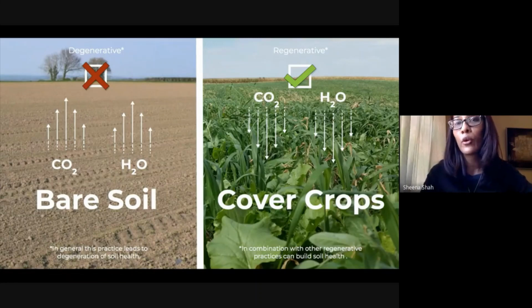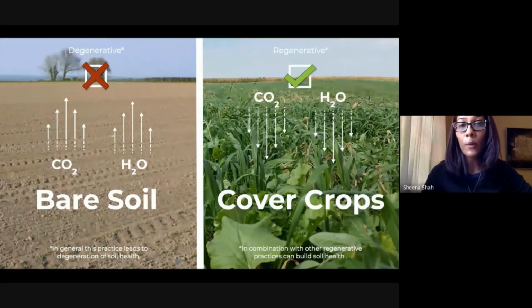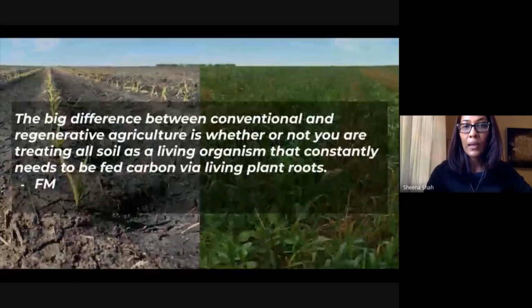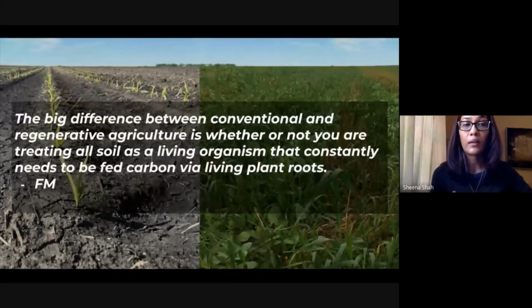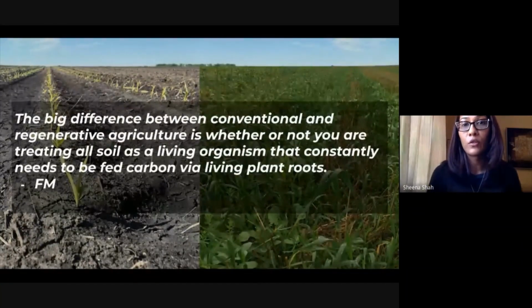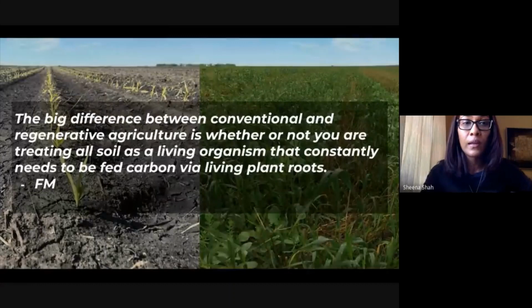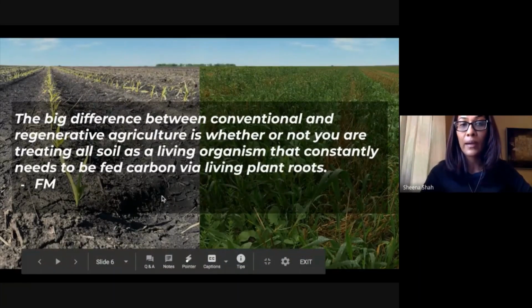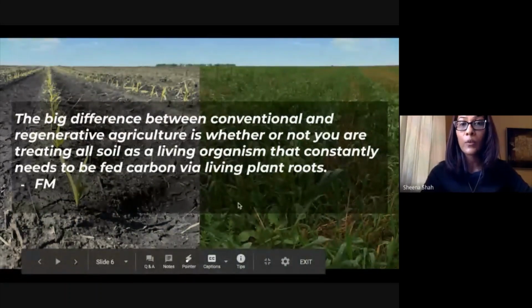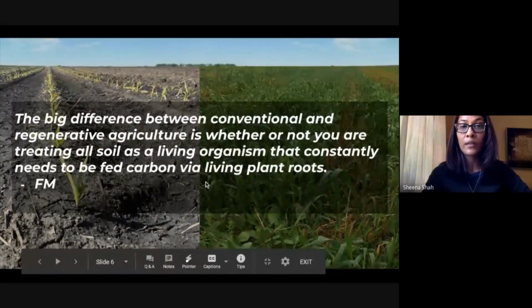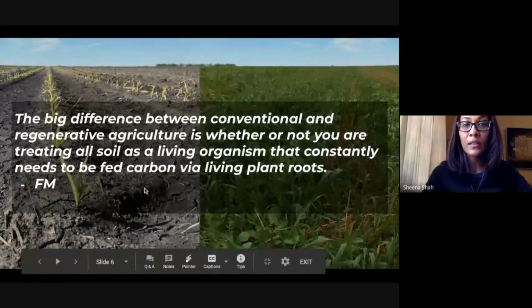So that's a really important part about quality of our crops, the health of our ecosystem, the health of our land, and the health of our soils. And that also helps our health, to know where our food's coming from and how it's being grown. And this is a really nice quote here. The big difference between conventional and regenerative agriculture is whether or not you are treating all soil as a living organism that constantly needs to be fed carbon via living plant roots. And so this is really important.